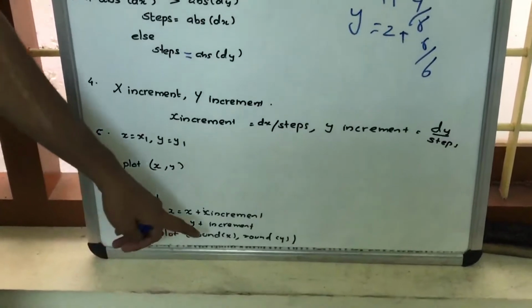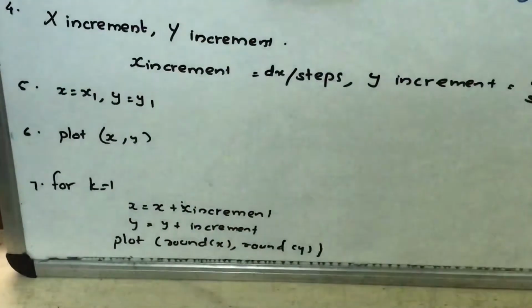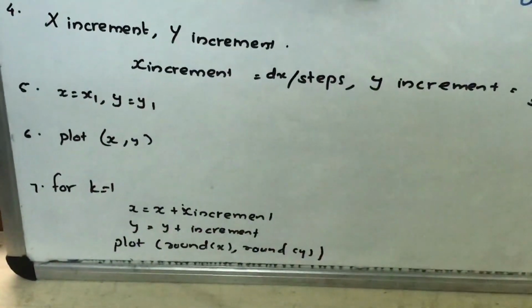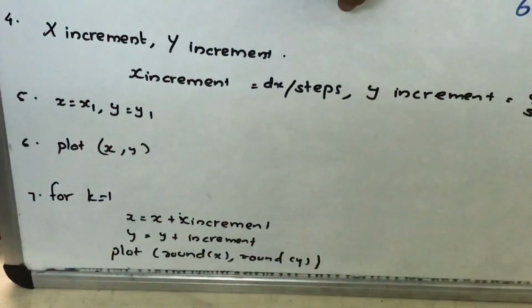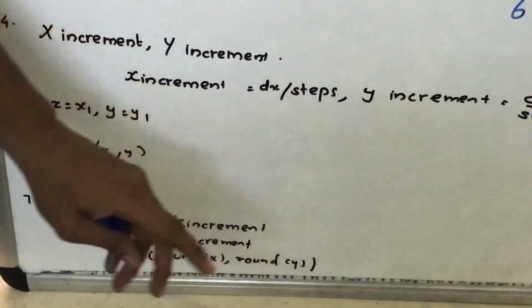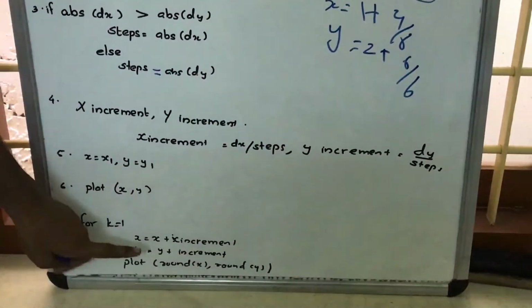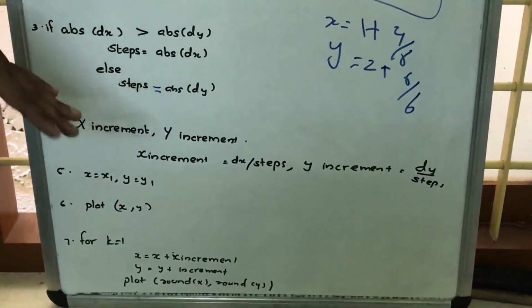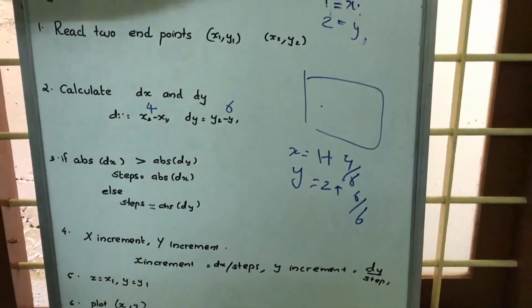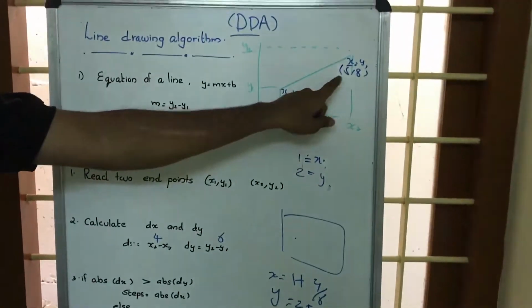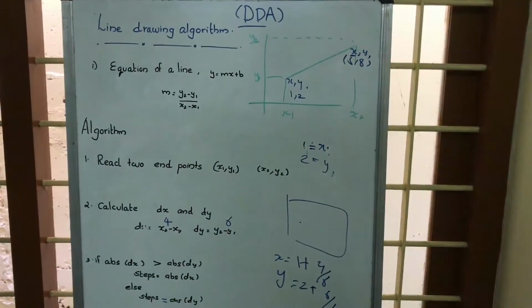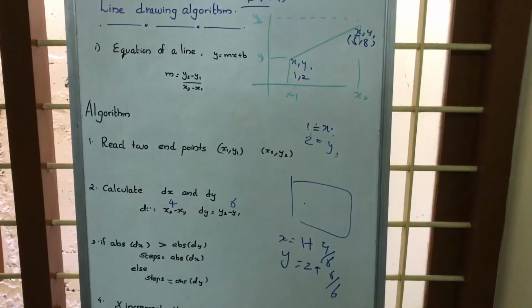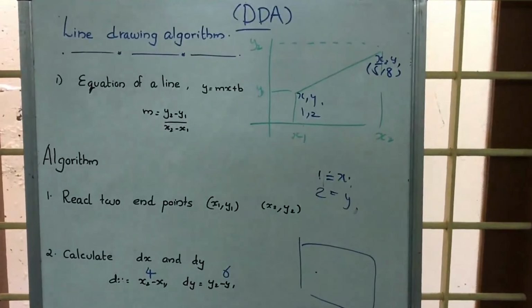So we have to plot. While getting this x and y, it will be in decimal form, so we have to round it, and after rounding we plot the new x and y. Similarly such steps will proceed, and at last we will reach the endpoint. After that, the last step, or the 8th step, is stop. So the algorithm stops. This is the line drawing algorithm.